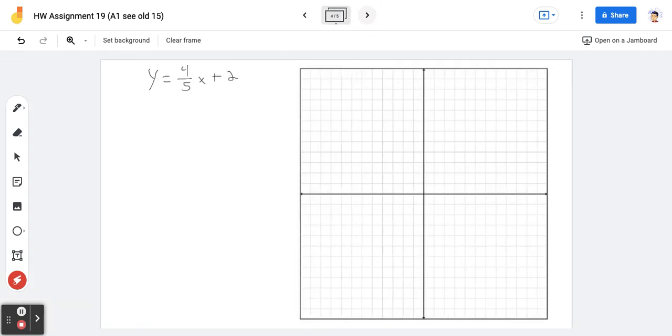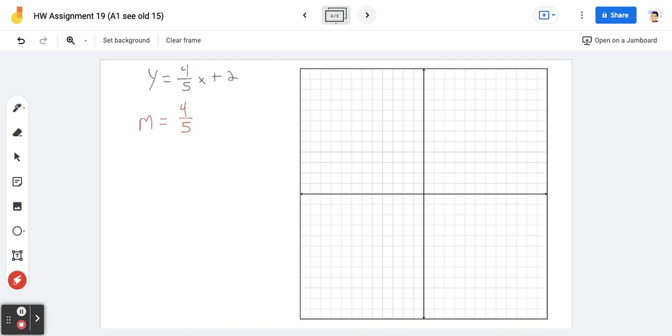Okay, so let's do that. So first step, identify our slope. So our slope is 4/5, already in a fraction form. We're going to leave it just like that. Notice how I'm not writing 4/5 x. I never say that my slope is including my x. My slope is always the coefficient, not including x.